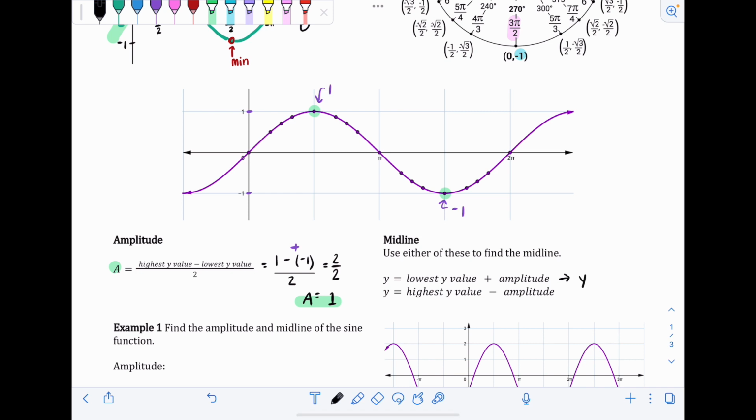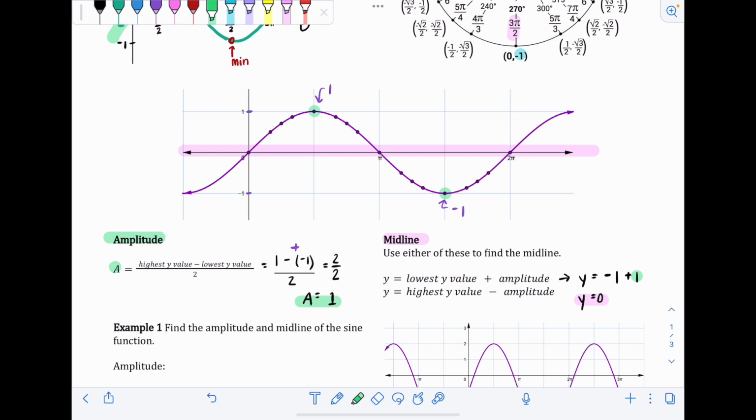It would be y equals the lowest y value, which was that -1, and then we're going to add the amplitude, which was just +1. And then -1 plus 1 is y equals 0. So our midline for this one would be y equals 0. And if I were to draw that on my graph, it's just this line right here. So y equals is always a horizontal line, and if it's y equals 0, it's crossing 0 on the y-axis.